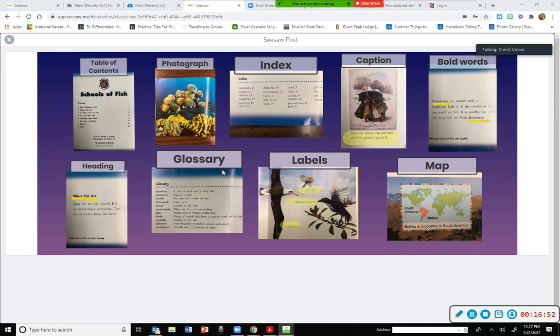So just remember, glossary and index are found at the end. Table of contents is found at the beginning. Okay? So that's what you're going to do. You're going to look through books and find these text features that we just talked about. Okay? Any questions before we go on?